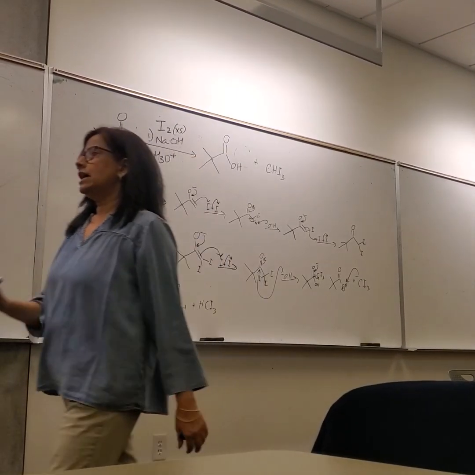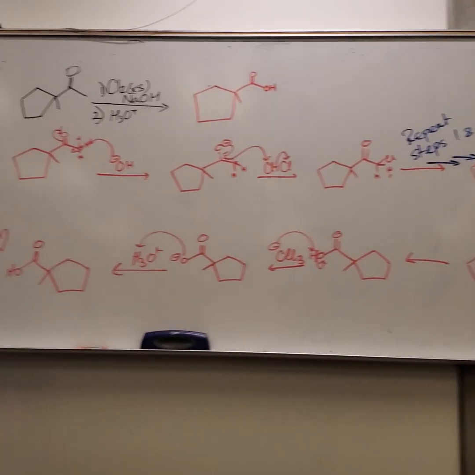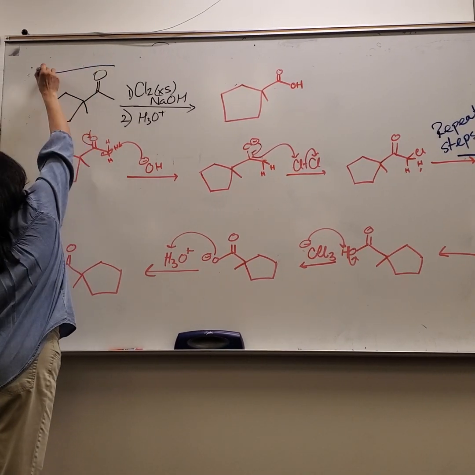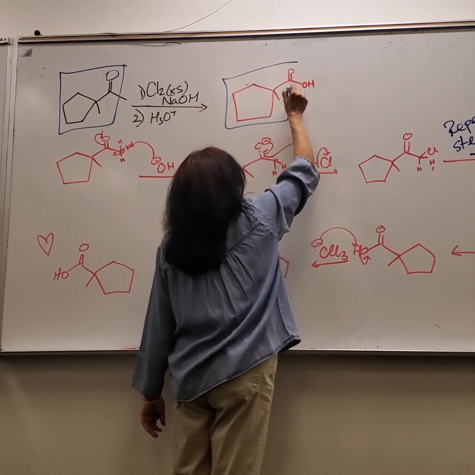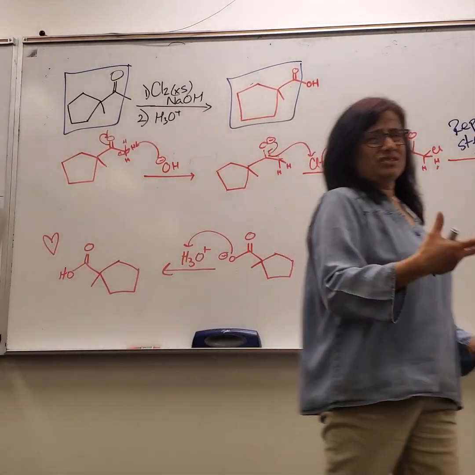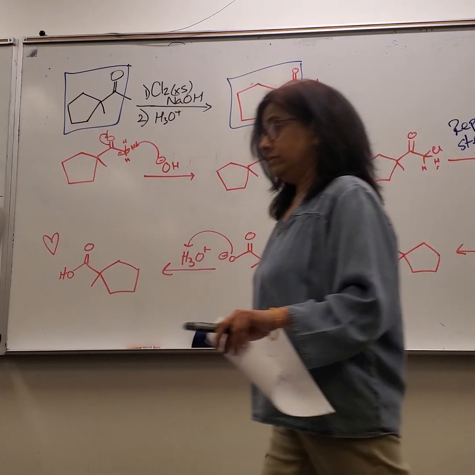The point here is the iodoform reaction is a neat reaction for methyl ketones only, where this portion becomes a carboxylic acid. So in a way, we've done a substitution on that carbon, if you notice. So this is actually a very, very useful reaction. Any questions for the haloform reaction? Okay.